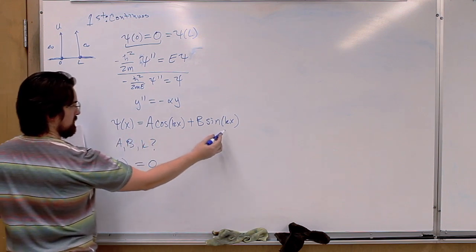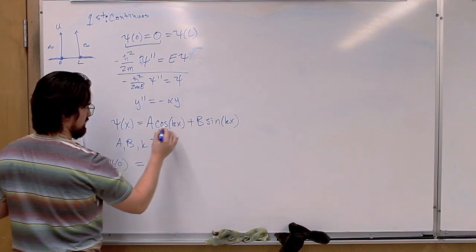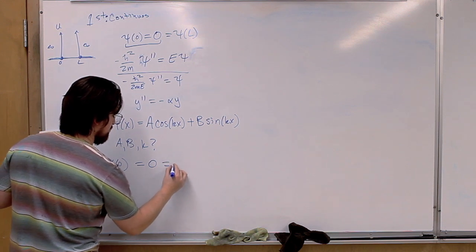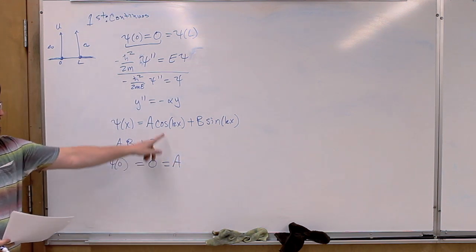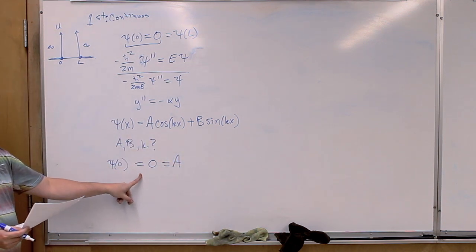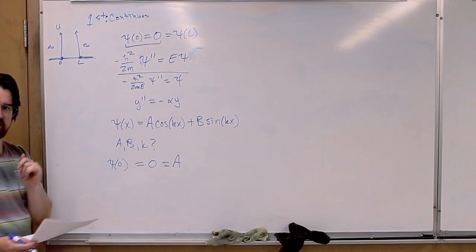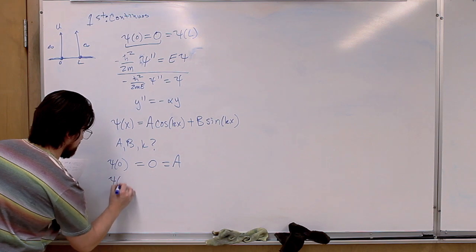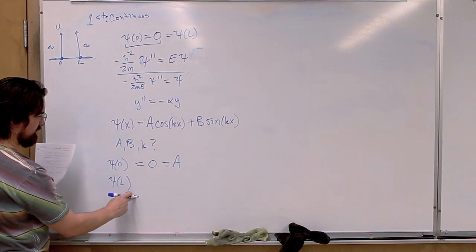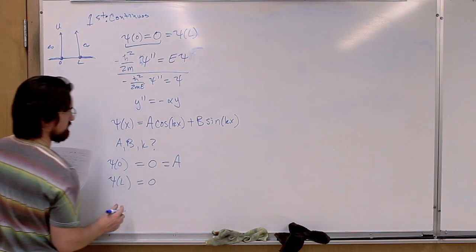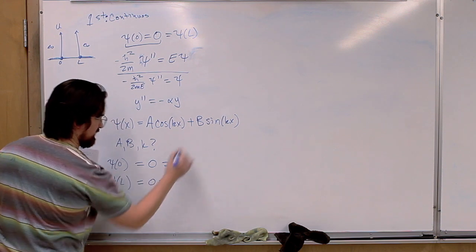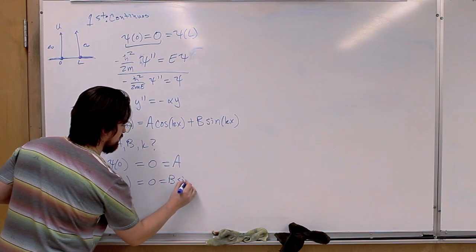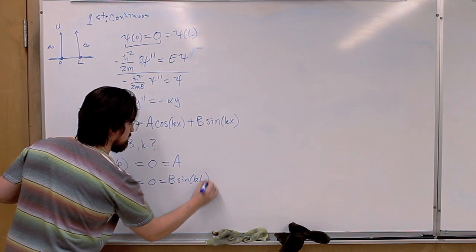But if I put in 0 here, sine goes to 0, cosine goes to 1, meaning that A is all that's left, so A has to be equal to 0. So now we cut that term out of our wave function, and the other continuity condition looks like psi of L needing to be 0. But that's going to be B times the sine of K L.